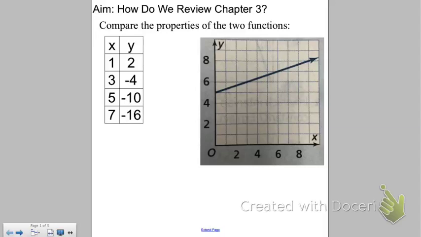Today's lesson is on how we review Chapter 3. Compare the properties of the two functions. We have a table and a graph. Take a second to copy down the question, the table, and the graph.